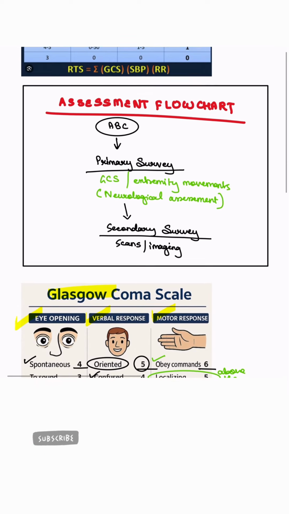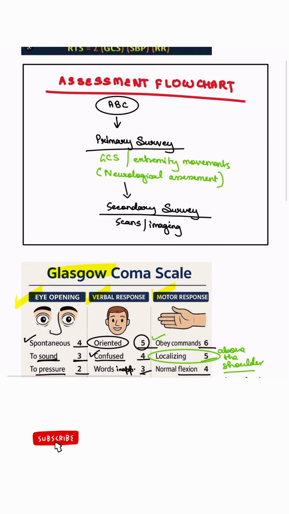Then we will see the assessment flow chart. I am telling you this because when a patient comes to you in trauma, first you will assess the airway, breathing and circulation, then you will go for the primary survey. When you go for the primary survey, remember the GCS and the extremity movement is a component of the primary survey, not the secondary survey, many times asked in NEET SS. And the component of secondary survey includes scans and imaging also. Just remember this. These are the assessment flowchart.